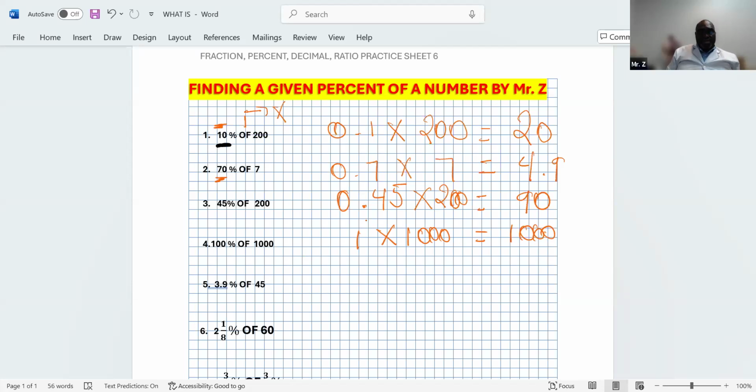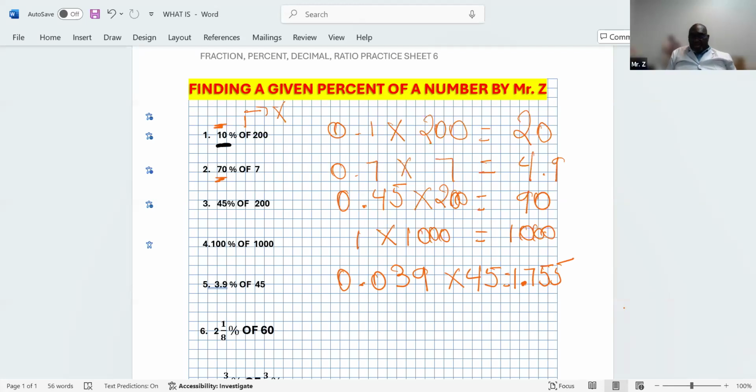All right, let's do number 5. They ask you what is 3.9% of 45. So get the 3.9 and divide that by 100. You will have 0.039. Multiply that by 45, and then you will have 1.755. This is how you found 3.9% of 45.